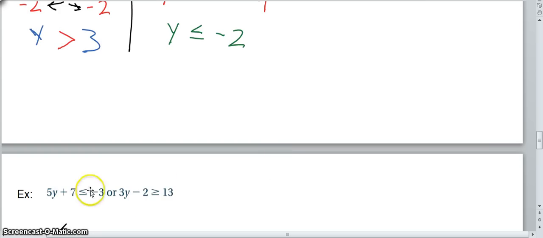Alright, go ahead and try to solve this example problem right here on your own. Pause the video and take care of that. I am not going to walk step by step through the solution, but I will give you the answer here in just a second. So pause and solve.